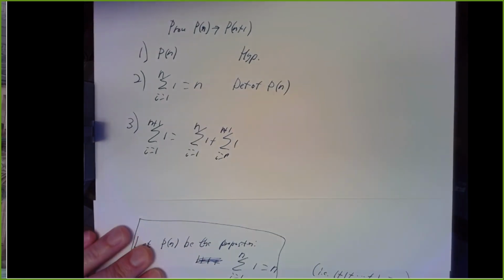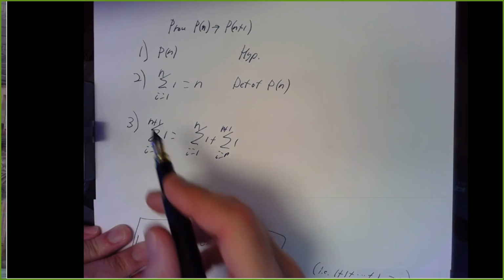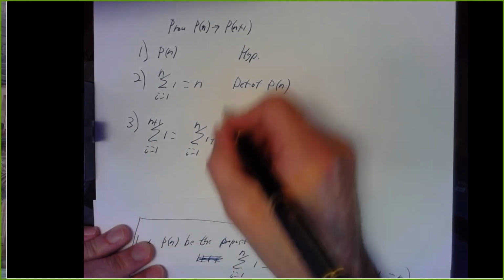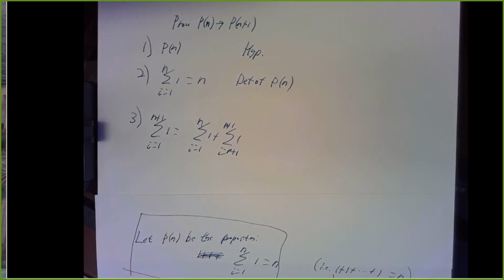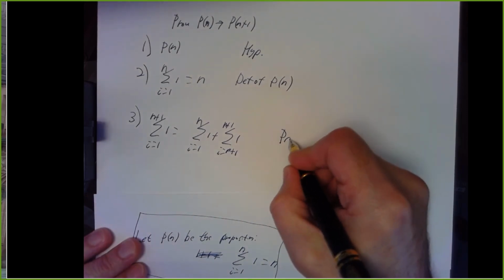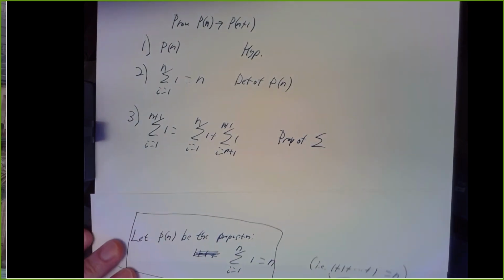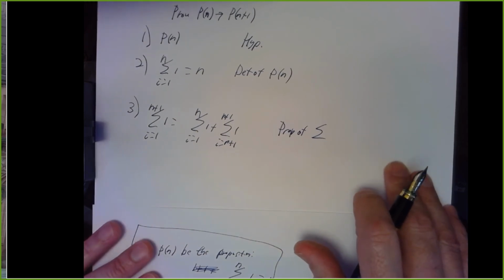I'm going to break my summation into two pieces. If I take the sum from 1 to n plus 1, that's the same as the sum from 1 to n, and the sum from n plus 1 to n plus 1. That's a property of summations that we did, I think, in week 2, and we can split our sums up like that.